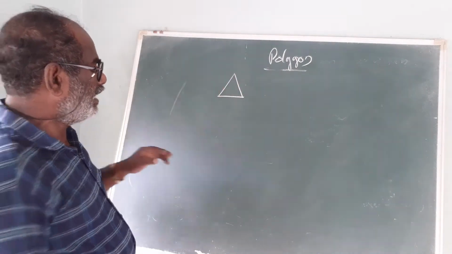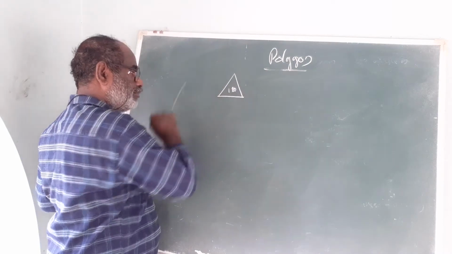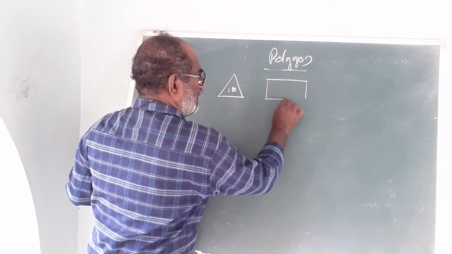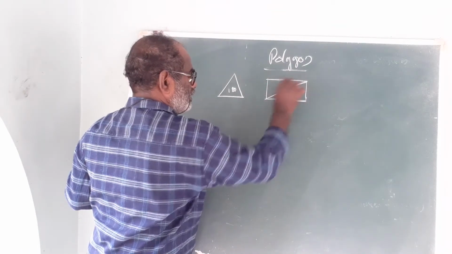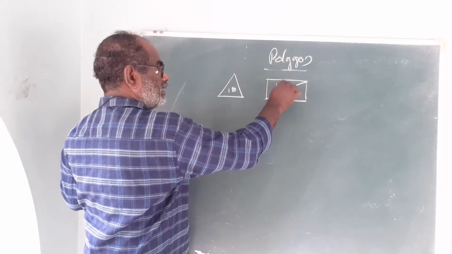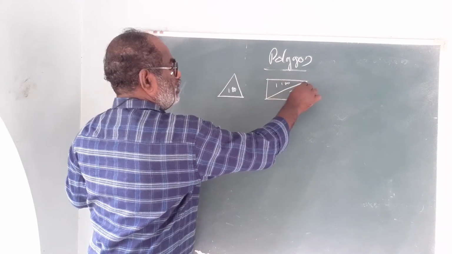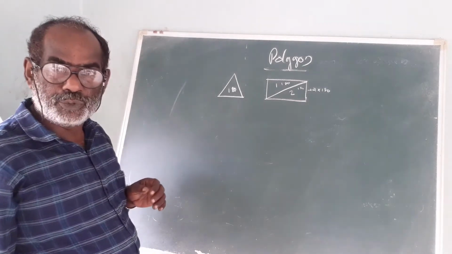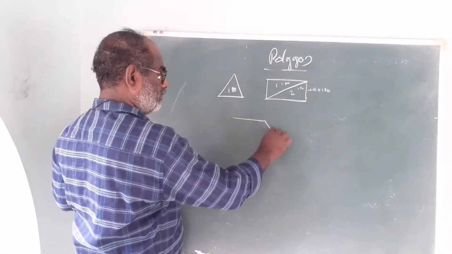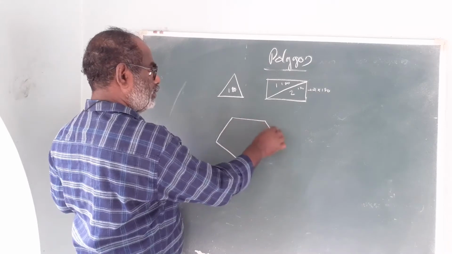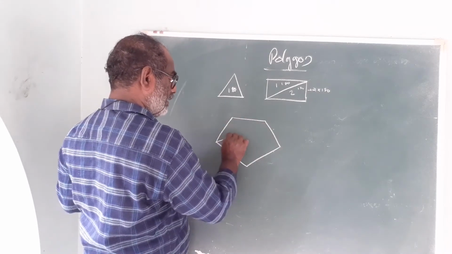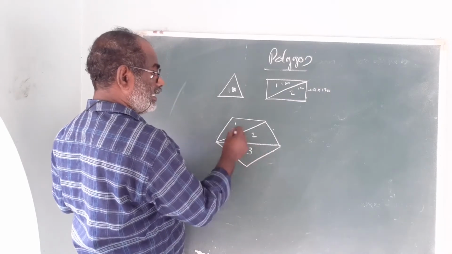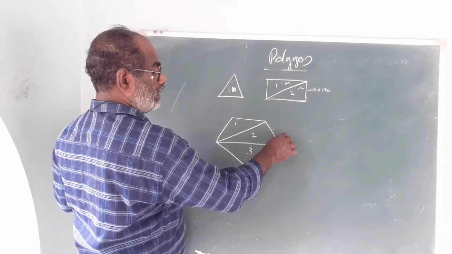What is the interior angle? The interior angle sum of a triangle, we know, is equal to 180. Then we draw a rectangle. A rectangle is converted into two triangles. This is 180, this is 180. So the sum of the interior angles is 2 into 180. Then a five-sided figure: 1, 2, 3, 4, 5 sides. We can draw it like this. Now how many triangles? 1, 2, 3 triangles. So the sum of the interior angles is equal to 3 into 180.